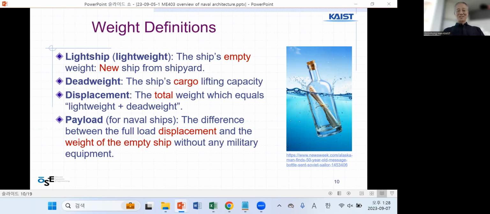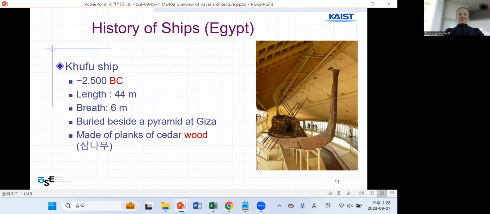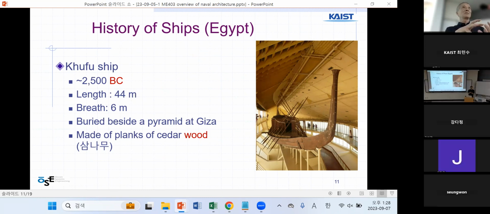If you look at some history, Egypt, the Khufu ship, his name is the Khufu ship. You can visit the museum, but it is already more than 2,500 BC. Then, coming together, it is more than 4,000 years ago, right? This is 2000 BC, 4,000 years ago. Length already 44 meters, a big one, right?